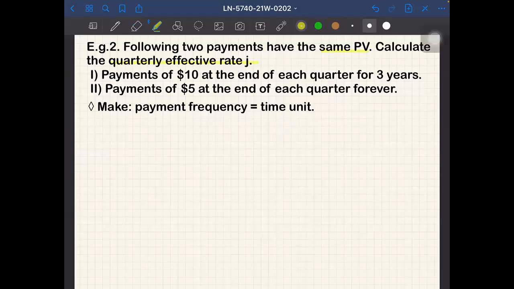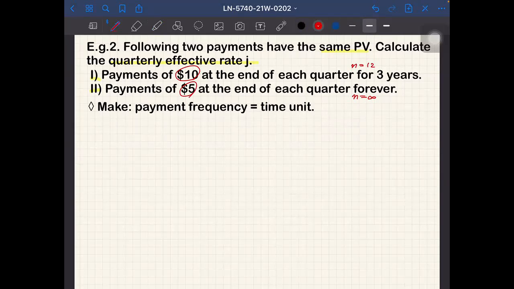So the two cash flows. The first one is payments of $10 each at the end of each quarter for 3 years. So $10 each quarter for 3 years, so 12 payments of $10. And cash flow 2 is payments of $5 at the end of each quarter forever, so n is equal to infinity. And what is the quarterly effective rate?